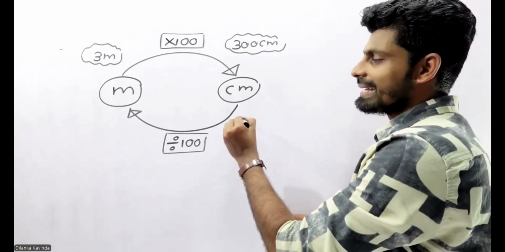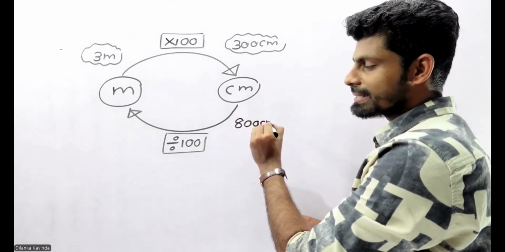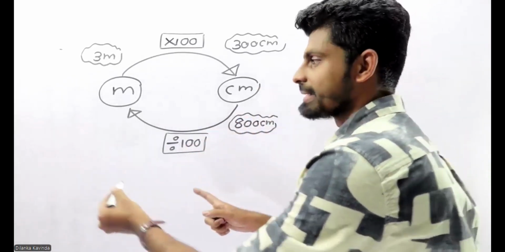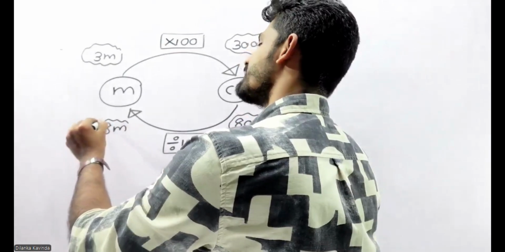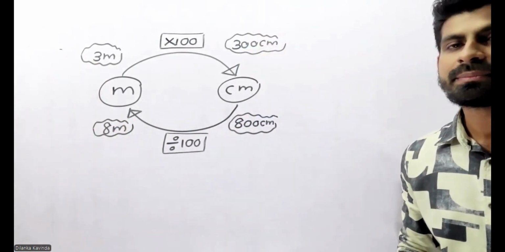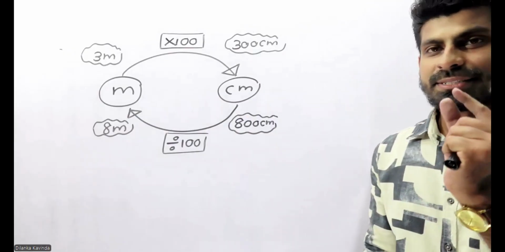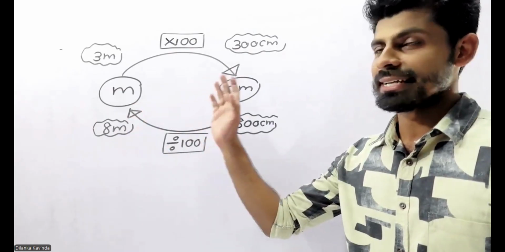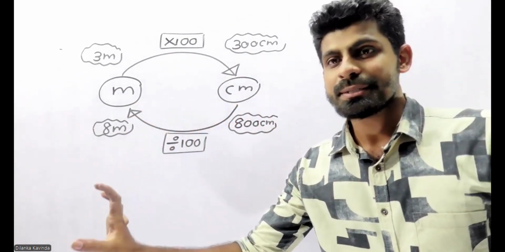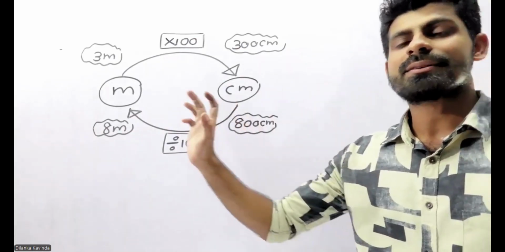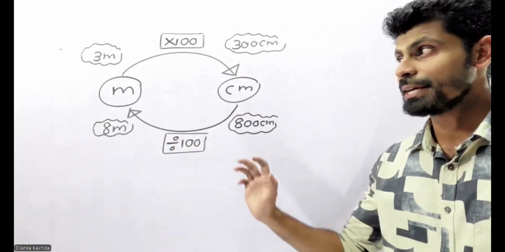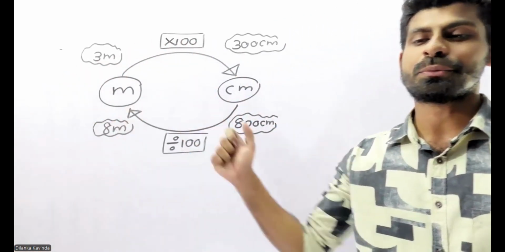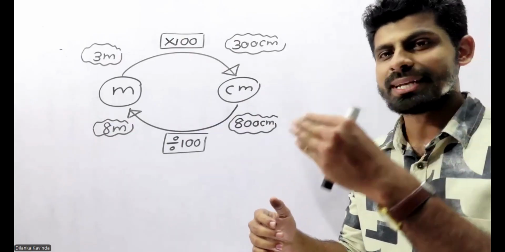As an example, 800 centimeters. 800 divided by 100. How many meters? 8 meters. So that is the answer. That one is very easy. Meters and centimeters: how to convert centimeters into millimeters, millimeters into centimeters, meters into centimeters, and centimeters to meters. Then we are quickly moving to the last part.